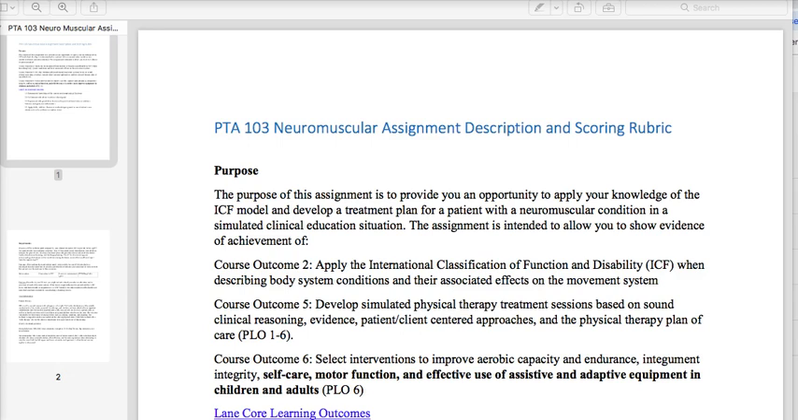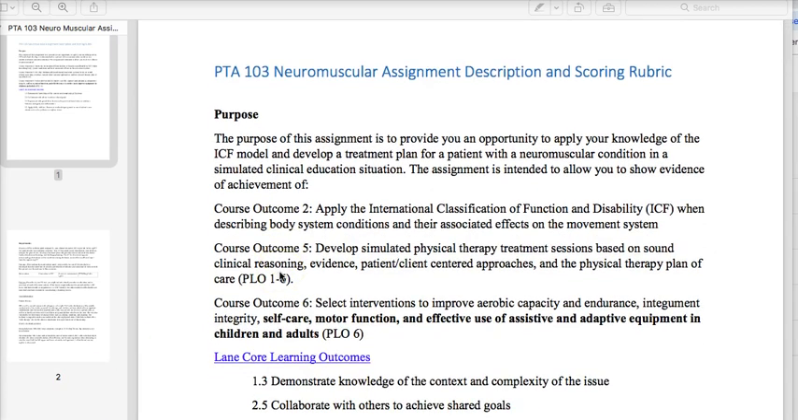So I think it's very useful to look at the purpose of this assignment, which is to provide you an opportunity to apply your knowledge of the ICF model, which you've become familiar with, especially this term, and for you to develop a hypothetical treatment plan for this patient with a neuromuscular condition in a simulated clinical situation. So essentially what you'll be doing a year from now in an actual treatment environment.